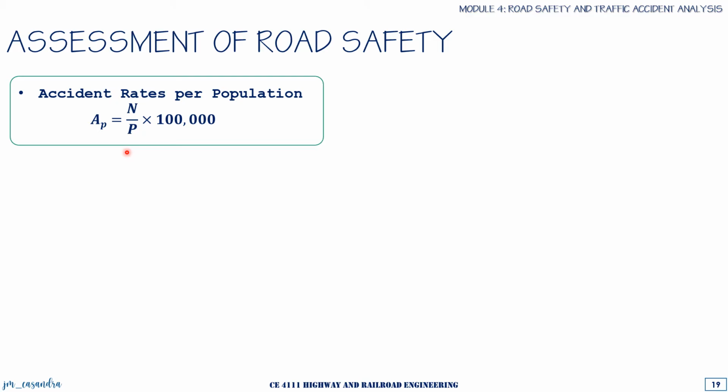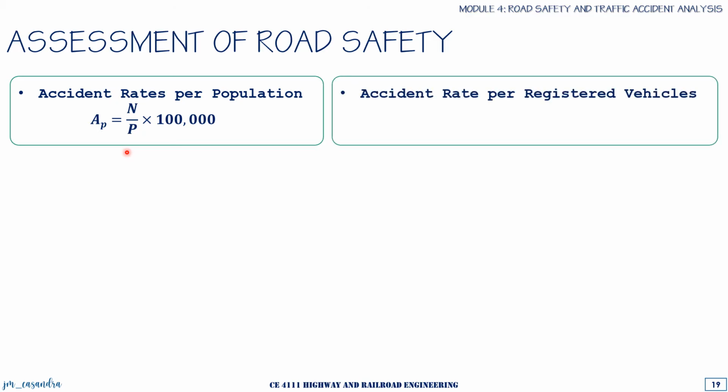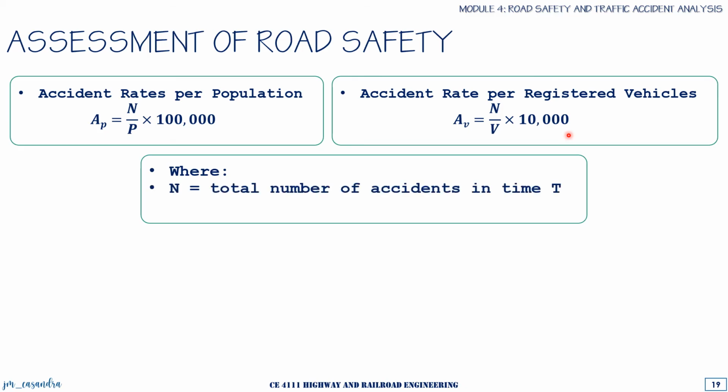So aside from this, we also have the accident rate per registered vehicles, or that is A sub V, so accident rate per number of vehicles, and that will now be in terms of 10,000 vehicles. So that's N over V times 10,000. So N again is the number of accidents in a certain time or in your study period. And then P is the population. V now is the number of registered vehicles.